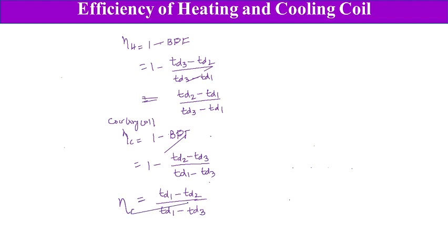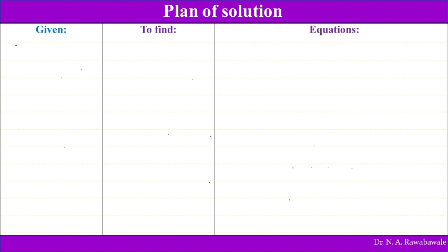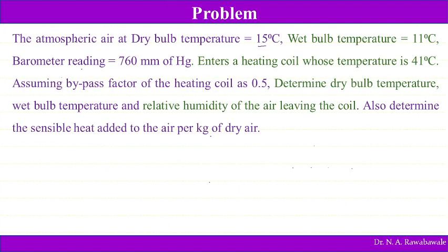Now let us consider one problem. So in this problem, what is given, we see here first. Atmospheric air at a dry bulb temperature DBT is given as 15 degrees Celsius, then wet bulb temperature 11 degrees Celsius.